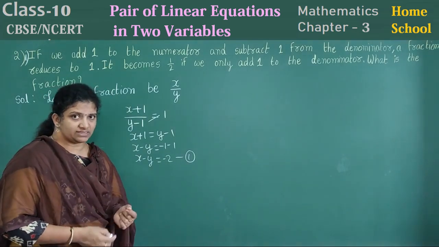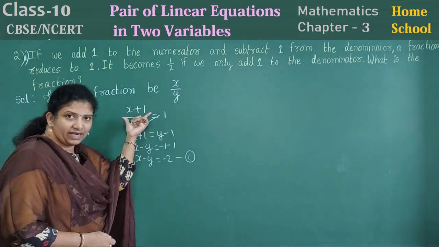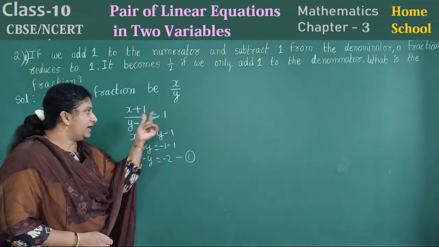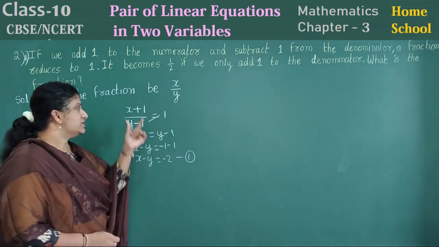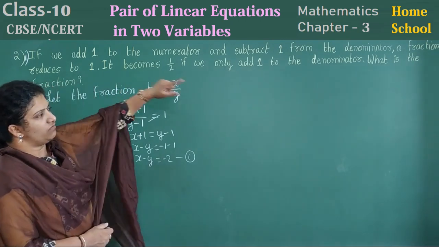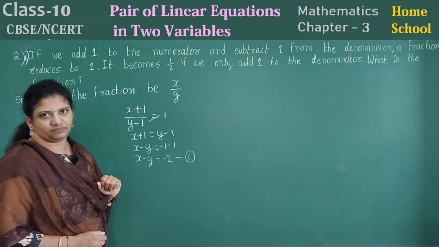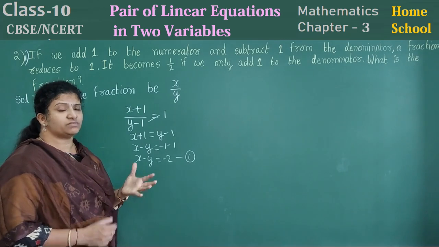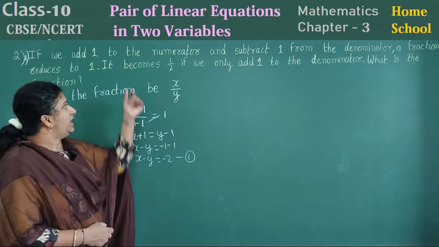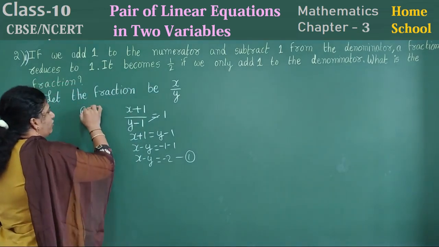Okay, let me read once again this one, then I go with the second one. If 1 is added to the numerator and 1 is subtracted from the denominator, it reduces to 1. Okay, simplify this, you are going to get an equation. Now, what is your second line continuation there? It becomes, which becomes x by y. We are talking about a fraction there. It becomes 1 by 2. So, these are all given data.